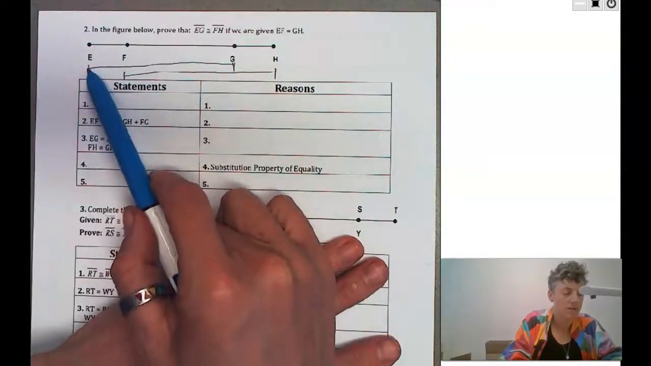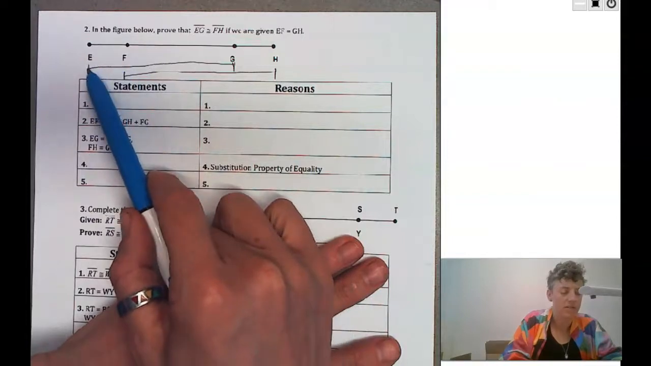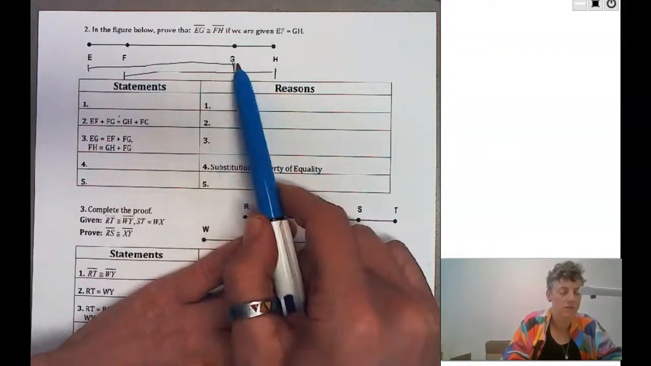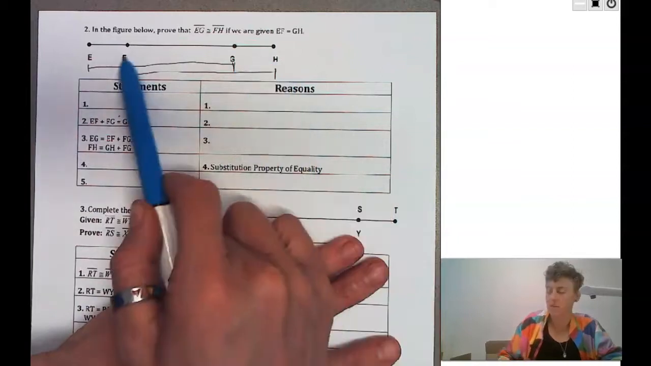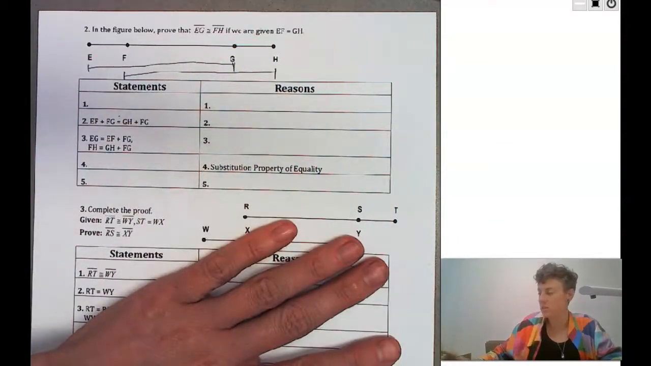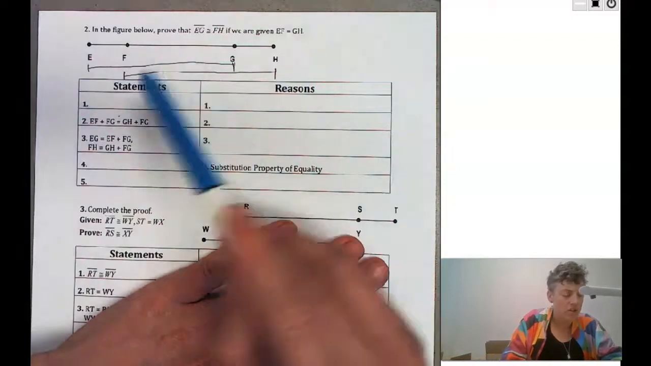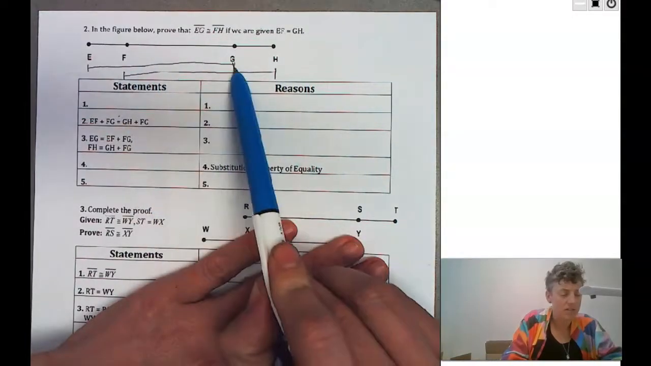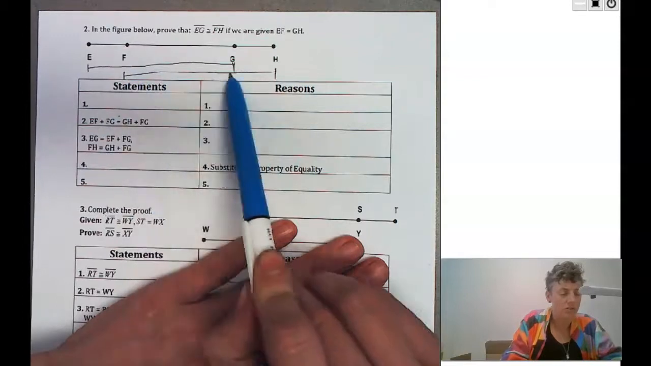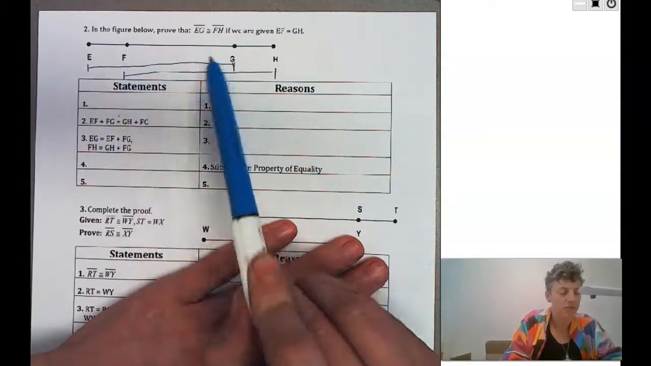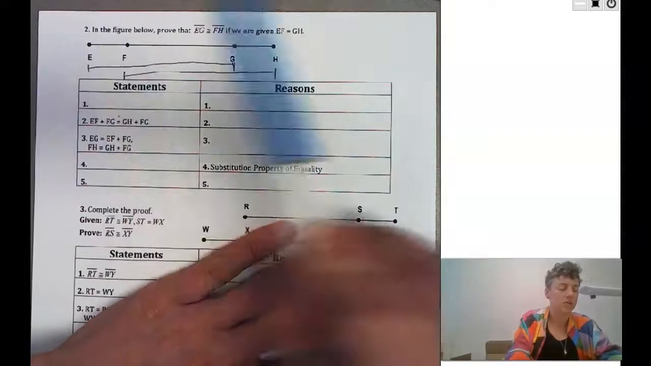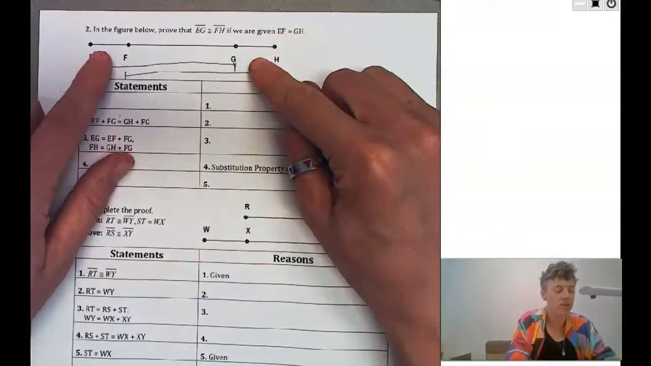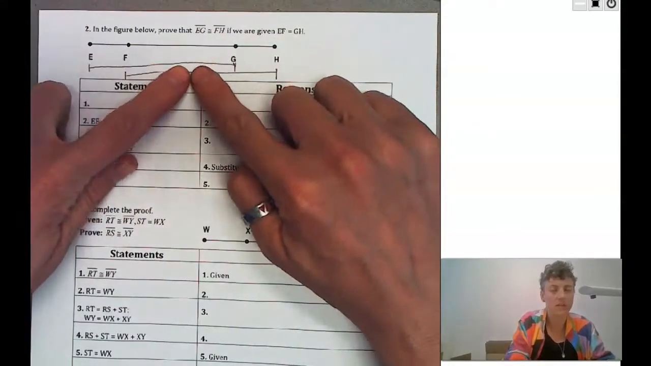And they have end pieces that are equal to each other. So they have a part that's the same. Sorry, they have a part that they share, right? This segment FG is shared between both of them, and then their ends are equal to each other. So if they have equal ends and they share something that's equal, they must be equal.